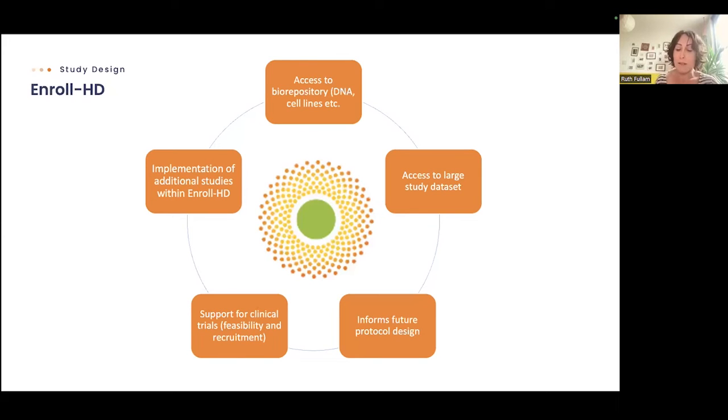And that means that the research that they want to do gets put out faster. So it accelerates the pace of our understanding of HD and just moves the research on. That's at the core of what we do. We also use Enroll to implement additional studies. A really good example of this at the moment is HD Clarity.